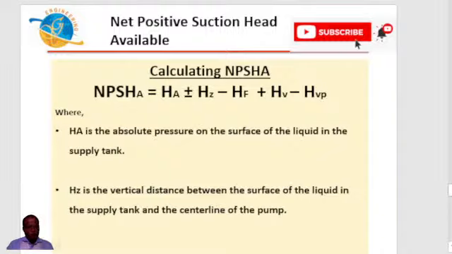All right. So for a positive suction system, you have HA plus that vertical distance between the surface of the liquid in the supply tank and the center line of the pump. It will be HA minus HZ if it is a suction lift system or a negative suction system.